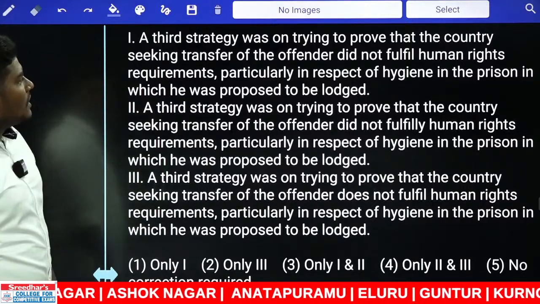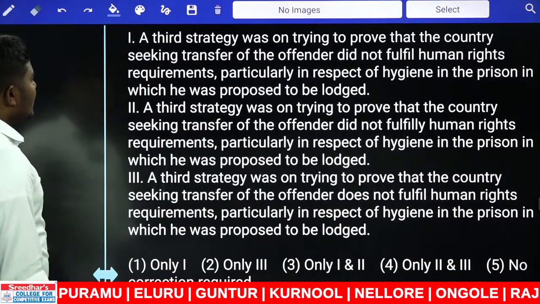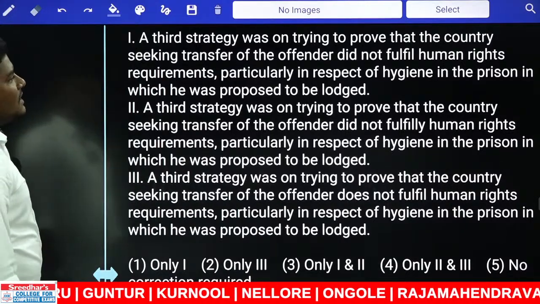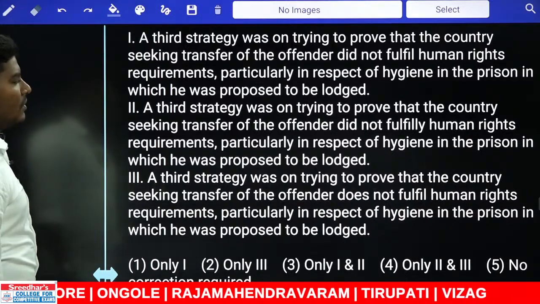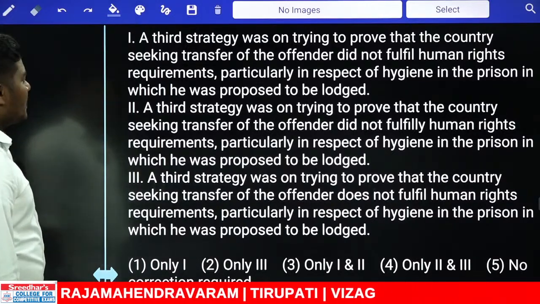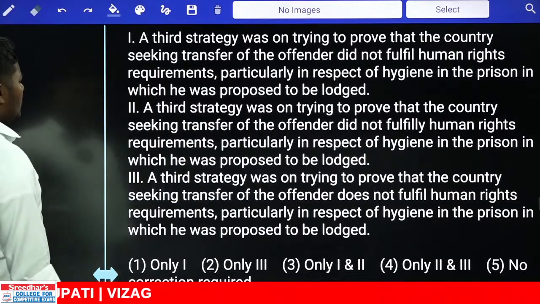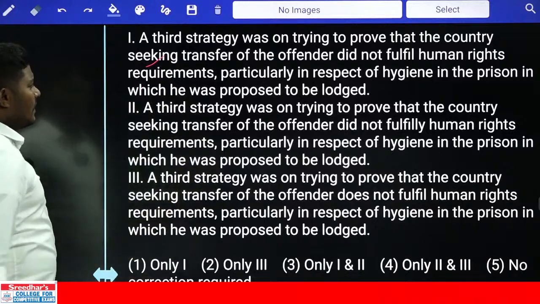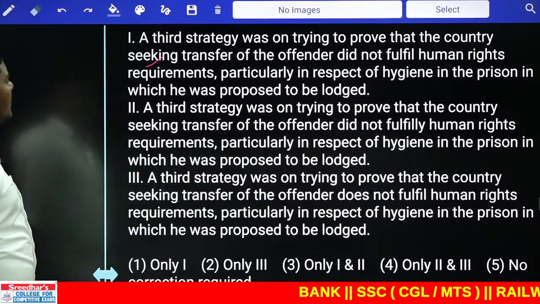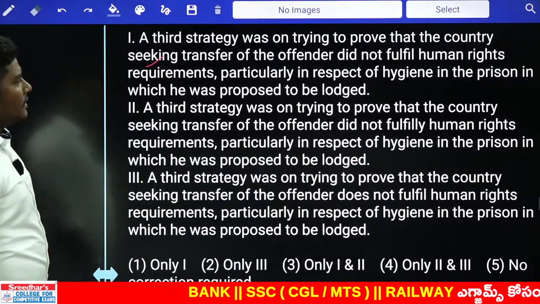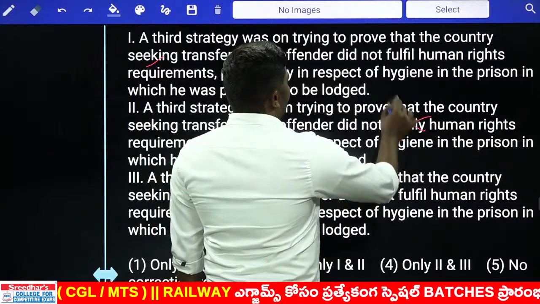A third strategy was on trying to prove that the country seeking transfer of the offender did not fulfill human rights requirements, particularly in respect of hygiene in the prison in which he was proposed to be lodged. Okay, first one looks good. Let us find the difference now. We will get a clarity. A third strategy was on trying to prove that the country seeking transfer of the offender did not fulfill, no, it's not did not fulfill.